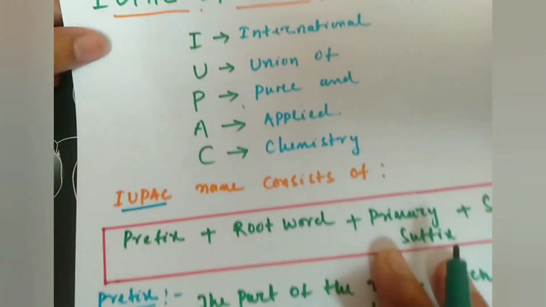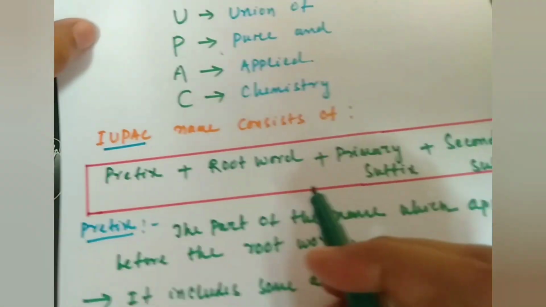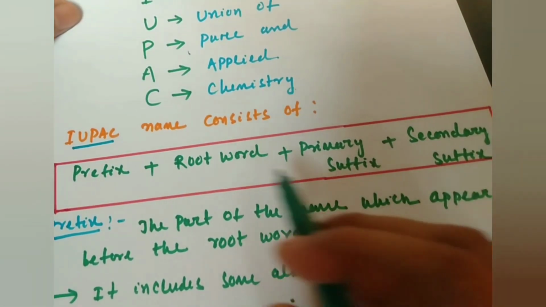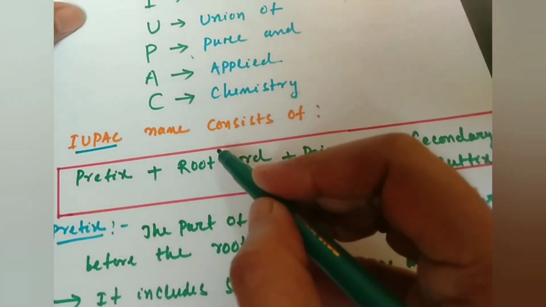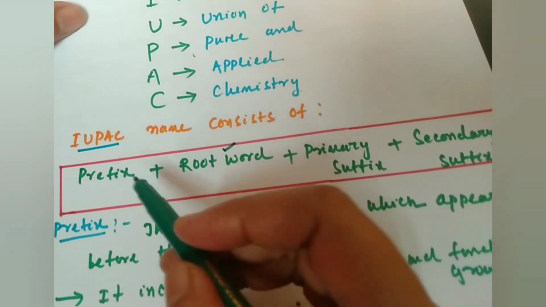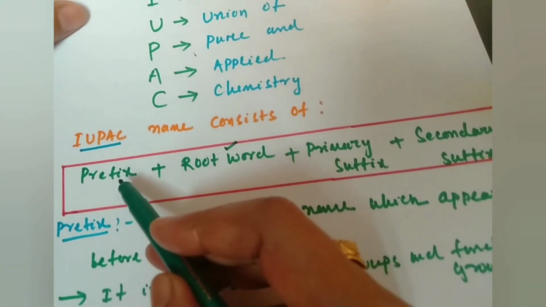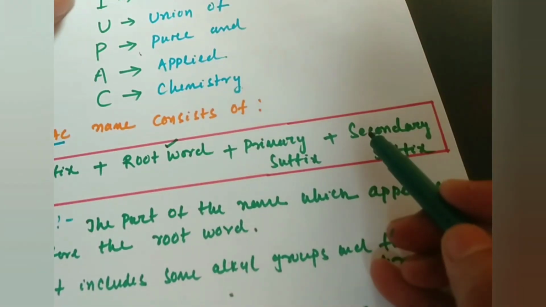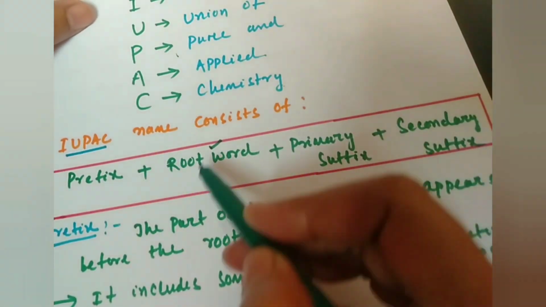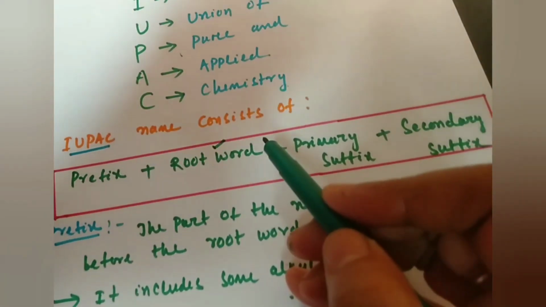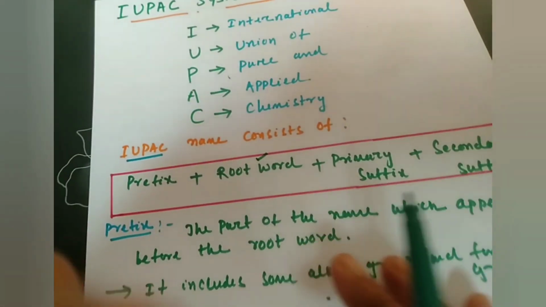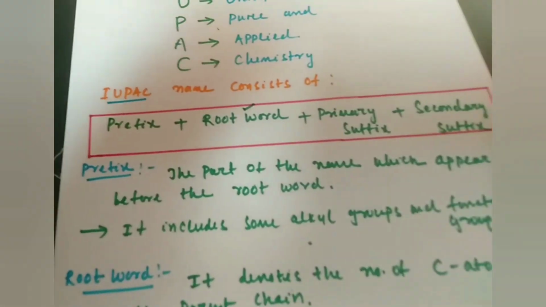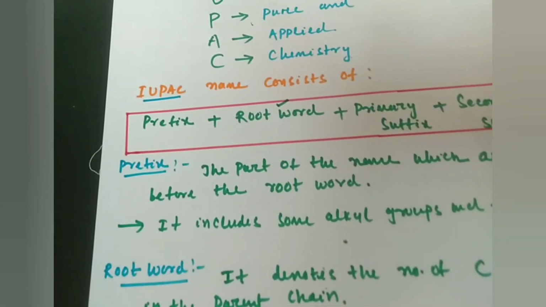Now how can we write the IUPAC name of a particular compound? This is the rule for writing the IUPAC name of a compound. First of all, we will write the root word. Before the root word there is a prefix, and after the root word the primary suffix and then the secondary suffix. All together, this will give you the IUPAC name of the particular compound. Now first of all we will discuss what is prefix, what is suffix, what is root word.